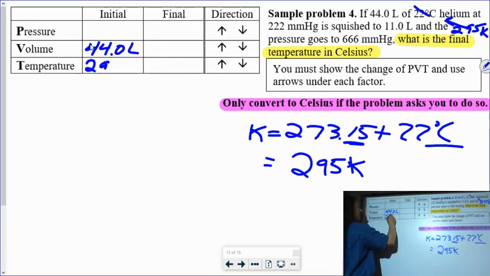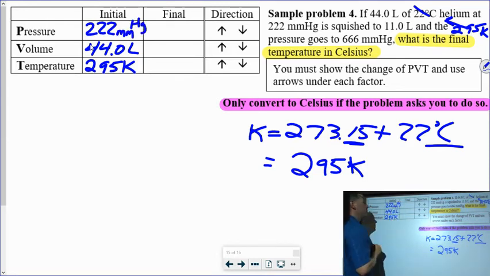Temperature, 295K. And it tells me my pressure is 222 millimeters of mercury. Don't let that weird label mess you up at all. So 222 millimeters of mercury. That's the unit for mercury, and that's because of how high a column of mercury would go up in a barometer. That's how the pressure is measured.